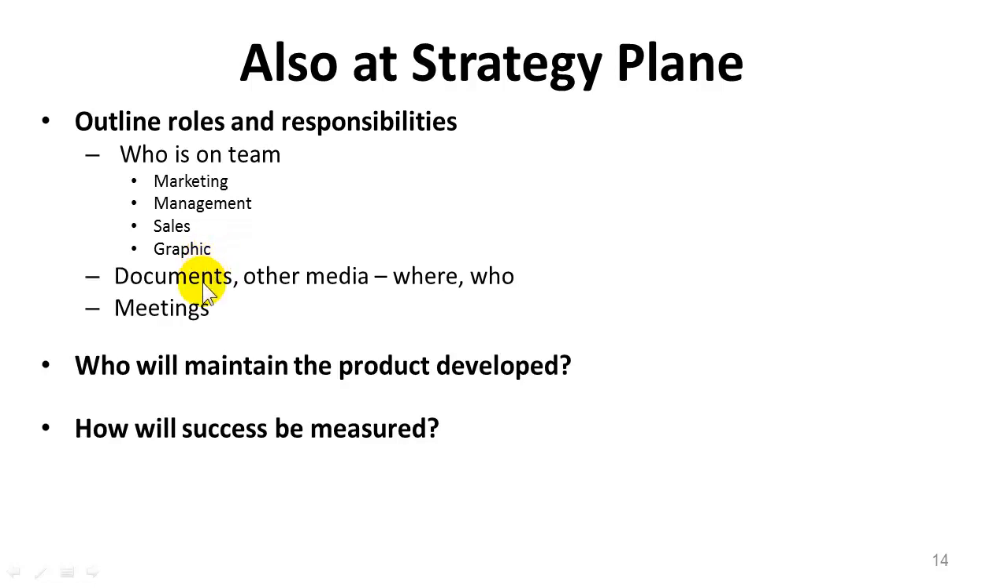You need to start identifying what documents they have, what other types of media they have, who is in charge of that media, where it is. You might want to have some of these people on meetings, you might want to be sitting in on some of these meetings. After you develop the product, depending on the nature of the product, who's going to maintain it, how is success going to be measured. These are some of the things that we need to look at in the strategy plane. The better we plan, the better the product will be for the user.